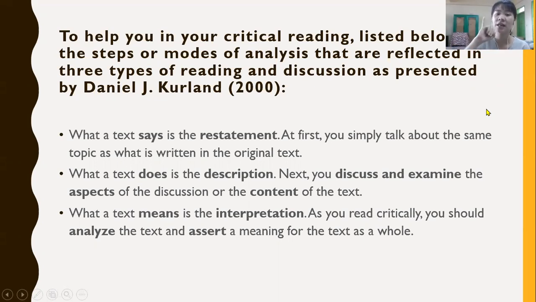What a text says is the restatement. At first, you simply talk about the same topic as what is written in the original text. What the text does is the description. Next, you discuss and examine the aspects of the discussion or the content. Sa laman na po ngayon, no? Yung laman ng ating binasa na literary text. And then the third one, what a text means is the interpretation. Paano naman po natin i-analyze at i-assert yung mga meaning ng mga nasa text.